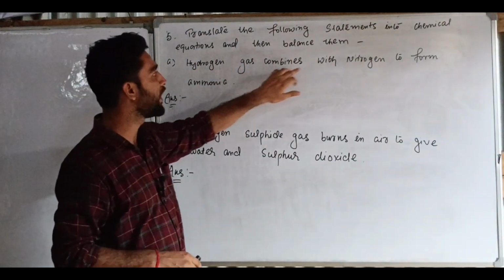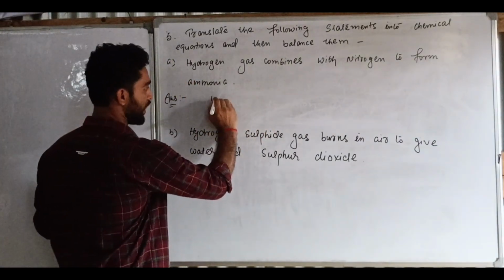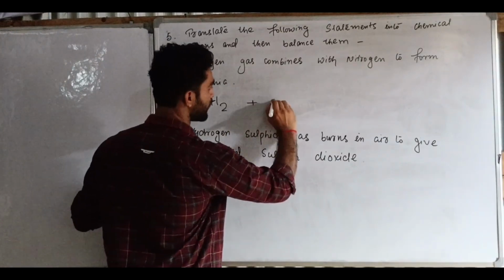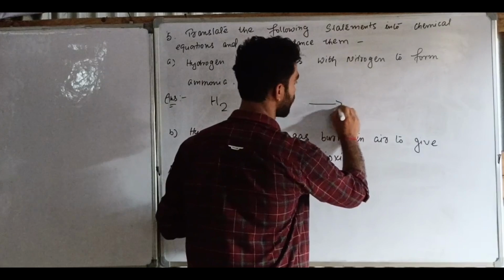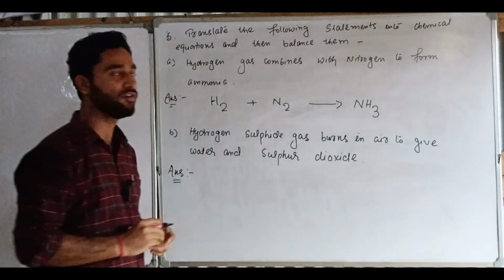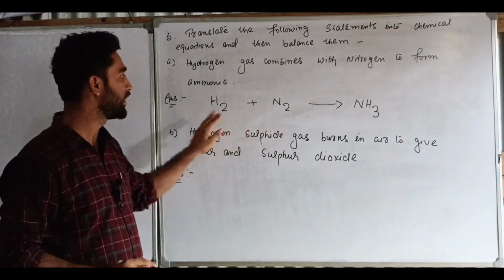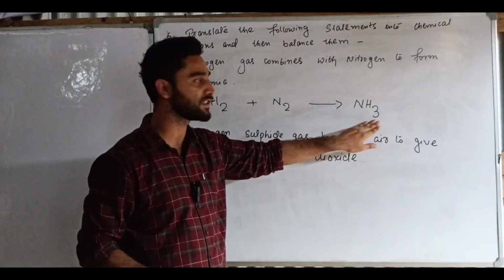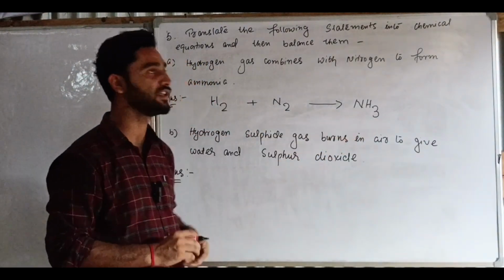Hydrogen gas combines with nitrogen to form ammonia. So hydrogen symbol is H2. Hydrogen combines with nitrogen N2 and they form what? Ammonia. Now this reaction is called the skeletal equation because it is in the unbalanced state. Here you will see in the reactant side hydrogen is 2, but in the product side hydrogen is 3. In the reactant side nitrogen is 2, but in the product side nitrogen is 1.